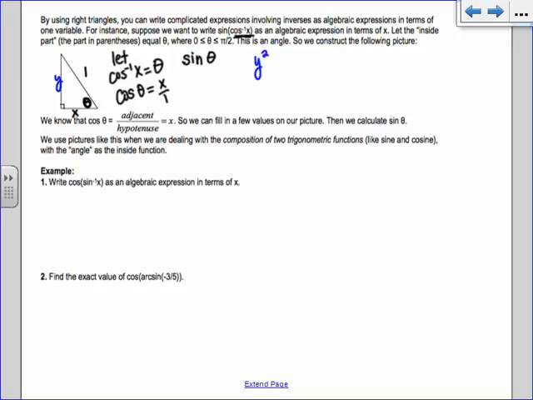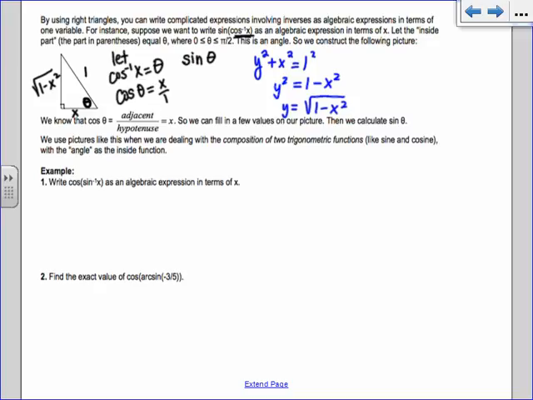What I'm going to have is y squared plus x squared equals 1 squared by the Pythagorean theorem, right? And I want to solve for y. So I have 1 minus x squared equals y squared, and I take the square root. That means y is really the square root of 1 minus x squared.